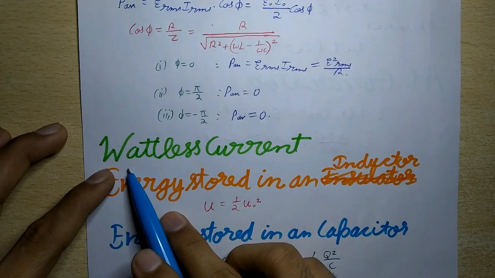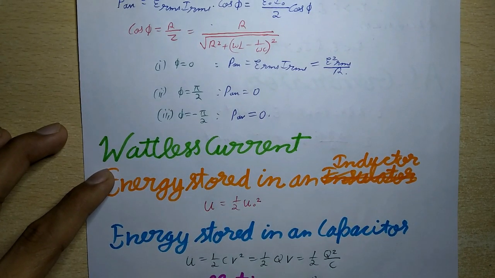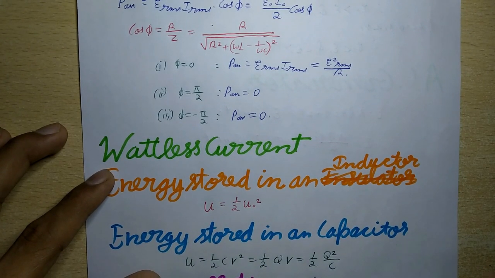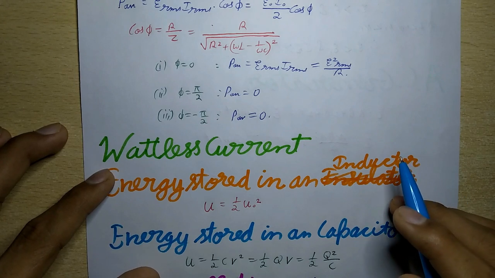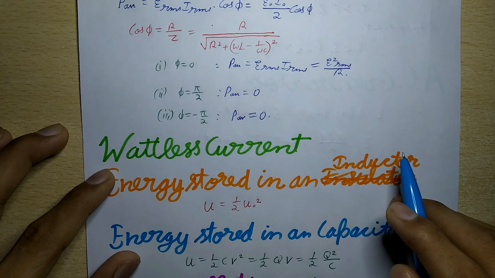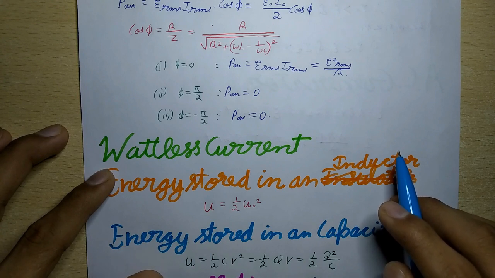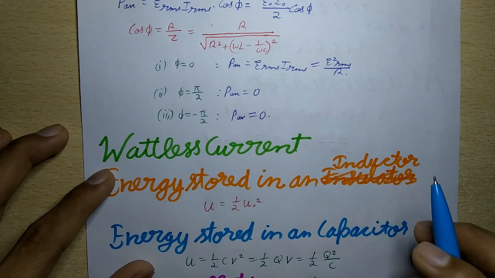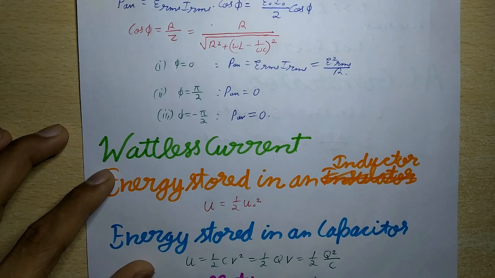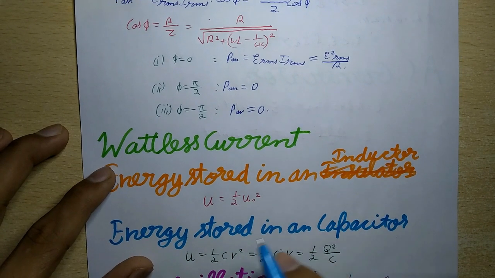So now next is wattless current. The current in an AC circuit is said to be wattless if the average power consumed in the circuit is 0. The component I_RMS sin phi of alternating current in an inductive or capacitive AC circuit, the phase difference between the voltage and current phi equals plus or minus pi by 2. The power factor cos phi equals 0, and so the current is wattless.